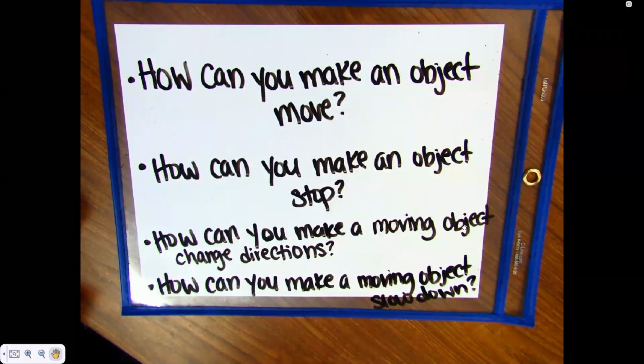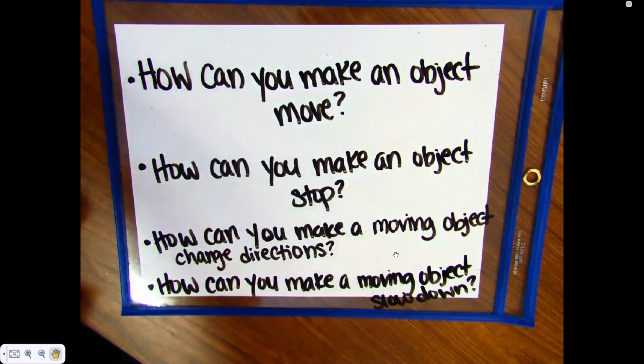Okay? These are the 4 big questions we're going to be answering today in science. So let's think. Okay? I'm going to think. Let's think. If I take, hold on, I'm going to stop sharing. Oh, you know what? Hold on, it's not going to work.